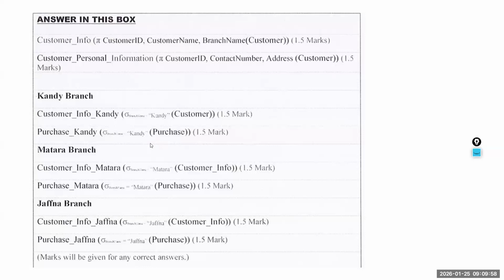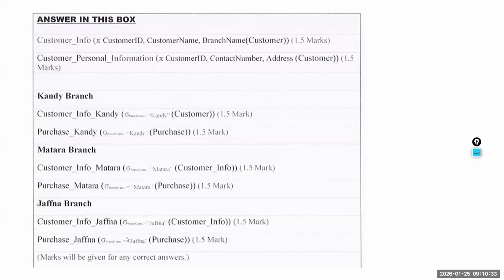Anyway, they have done it for Kandy also, but I don't feel like you need a Kandy one because Kandy needs all. Anyway, they have done that also. Purchase, it's Kandy. For branch tables, we need all. Sorry, we need all for the branch table, not the purchase table. Yes, so Kandy needs all the details for the branch table. Sorry. So this is purchase details. So therefore, purchase Kandy, purchase Matara, and purchase Jaffna.